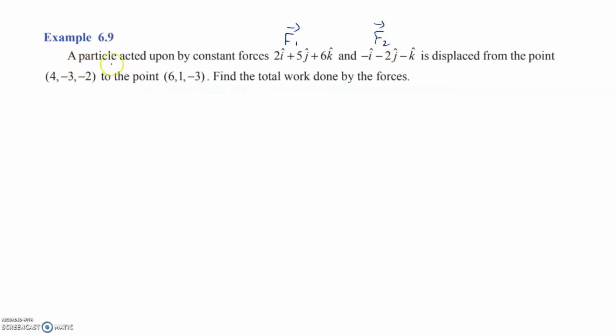Okay. So a particle acted upon by constant forces vector F1 and vector F2 is displaced from the point 4 minus 3 minus 2 to the point 6 1 minus 3. So I can define this point as A and this point as B. Find the total work done by the forces. So we need to find W, which is the work done, and this is equal to force into displacement.